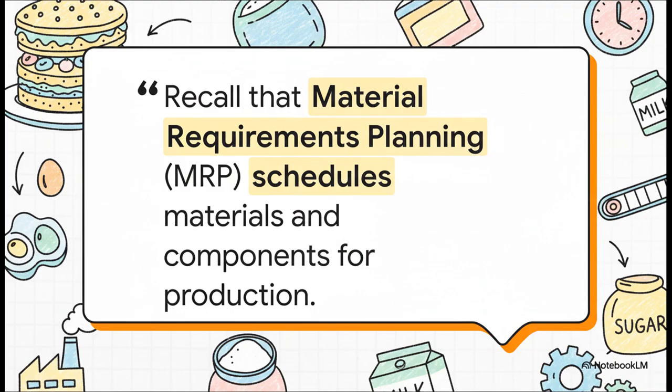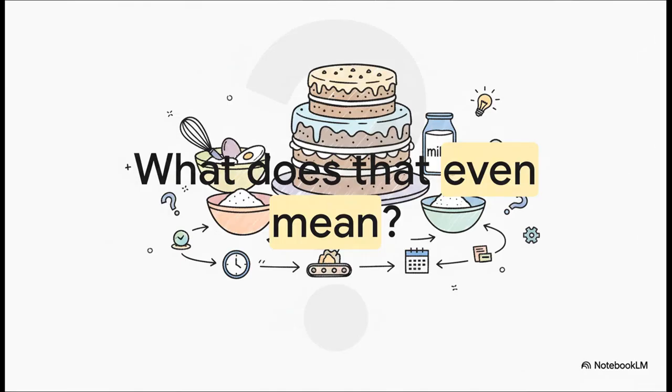Recall that Material Requirements Planning, MRP, schedules materials and components for production. I mean, on the surface, that sounds like it was pulled straight out of a business textbook, right? It's a little dry, a little confusing. But what if I told you that this one little sentence describes the hidden system behind pretty much every single object you own, from the phone in your hand to the chair you're sitting on right now? Just stick with me, because we're going to deconstruct this piece by piece until it makes perfect, crystal clear sense.